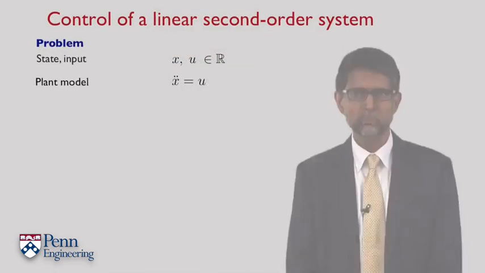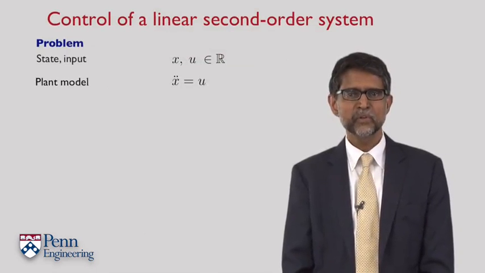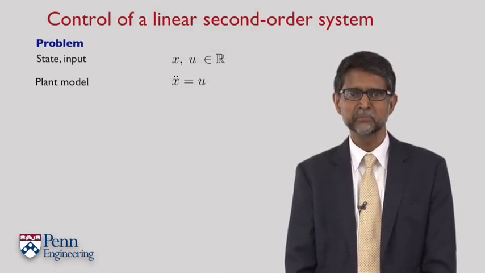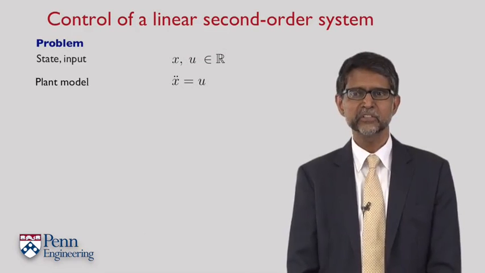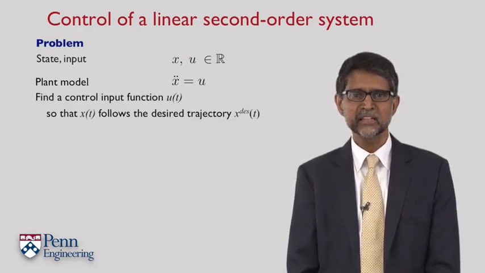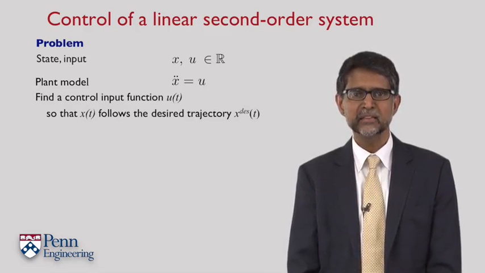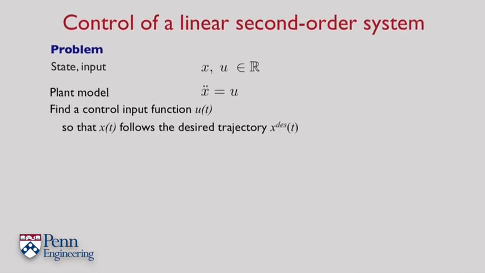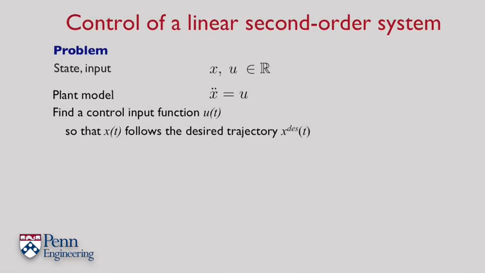So here's the control problem. The system we have is a very simple system. It's a second-order linear system. You're trying to figure out what U of t, what function of t, drives x to a desired position, x desired. If you have a desired trajectory, in other words, x desired as a function of time, you want to synthesize the control input U of t that allows the vehicle to follow the desired trajectory.